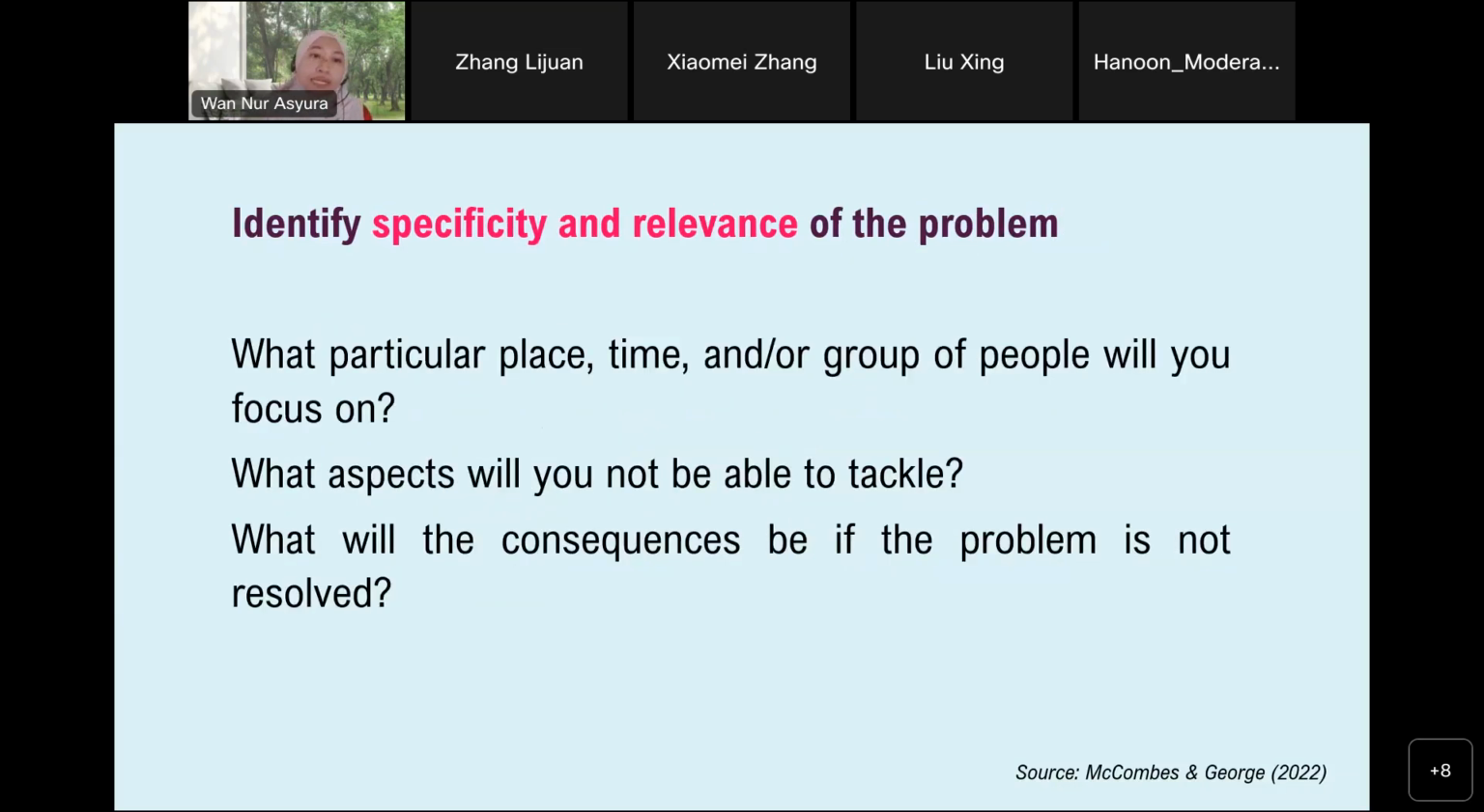Okay. All right, and then the next part is to identify specificity and relevance of the problem. So this one you need to be more specific. What particular time, place, or group of people will you focus on? Which or what aspect you will not be able to tackle? Or what will the consequences be if the problem is not resolved?